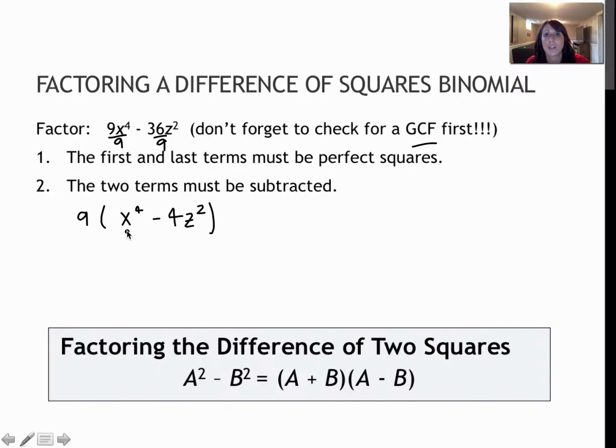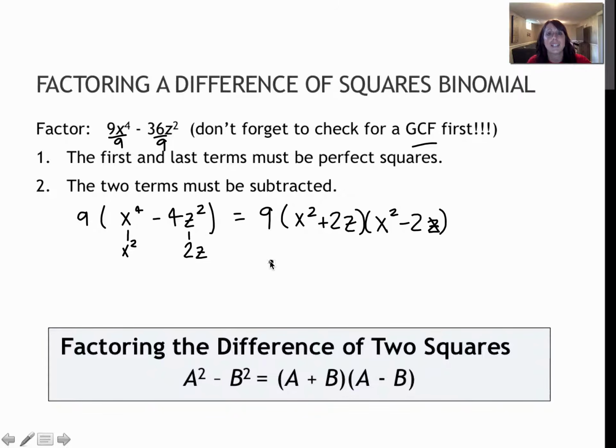Can I take the square root of x to the 4th? Yes, because x squared times x squared is x to the 4th. Can I take the square root of 4z squared? Yes, the answer is 2z. Are they being subtracted? Yes. So my factorization is keep the 9 out front, and then x squared plus 2z, x squared minus 2z.